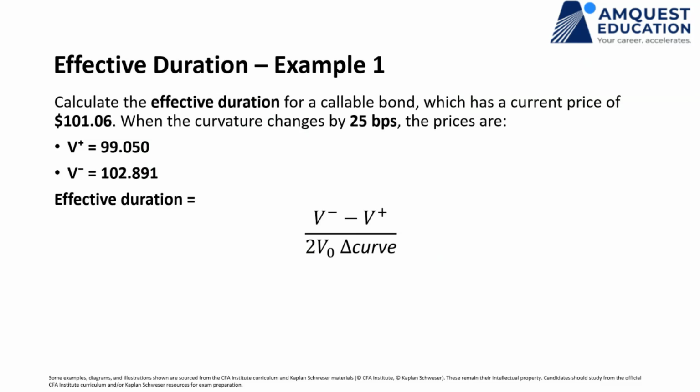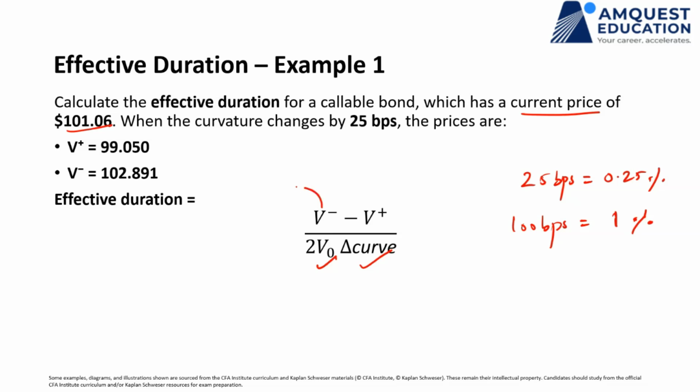Let's calculate an effective duration quickly. Now, for a callable bond which has a current price of 101.06, when the curve changes by 25 basis points, the prices are given. So you have been given data already, and in this case the life is really easy. They've given you the current price. Current price is V0, so V0 is 101.06. They have told you the curve change is 25 basis points, which is equal to 0.25 percent. Yesterday we talked about the point that 100 basis points is equal to 1%, and accordingly you should be able to convert basis points into percentage if required.